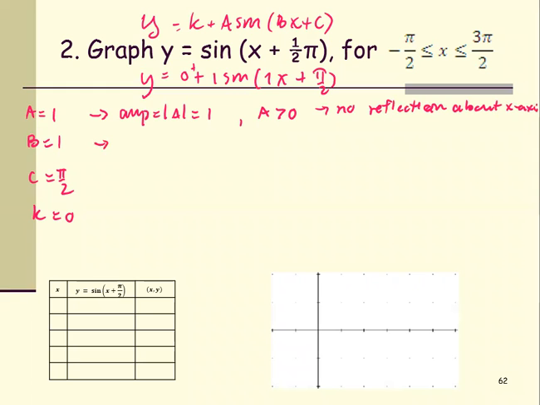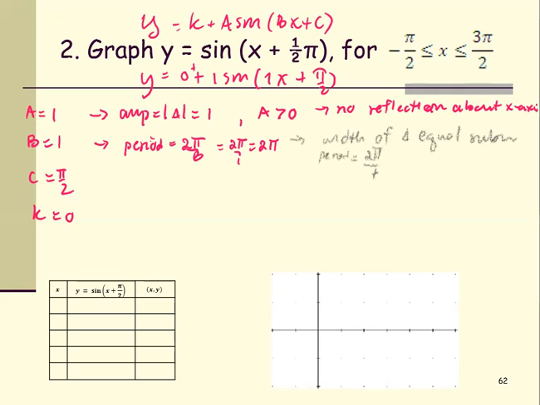The b value is used to compute the period. The period is 2 pi divided by b, or 2 pi divided by 1, or just 2 pi. And the value of the 2 pi is used to compute the width of the four equal subintervals. So it's going to be 2 pi divided by 4, the period divided by 4, equals pi over 2.